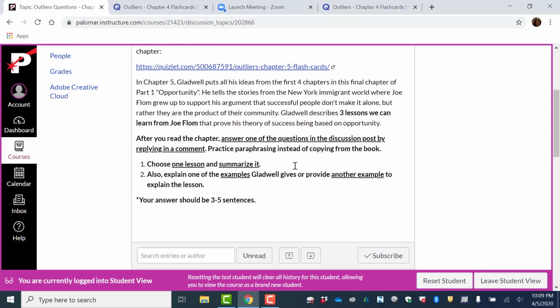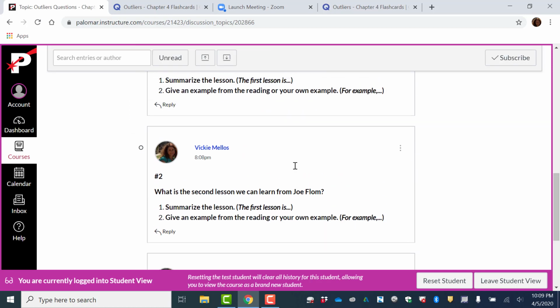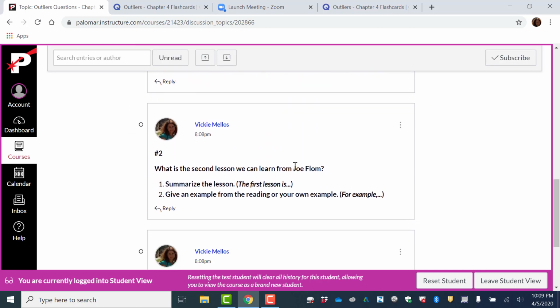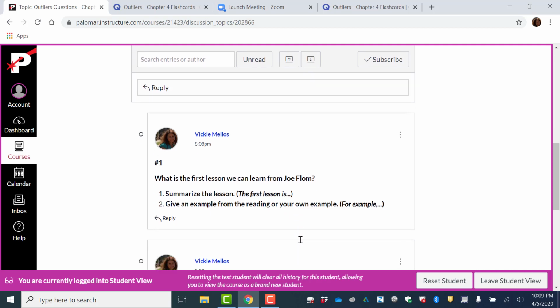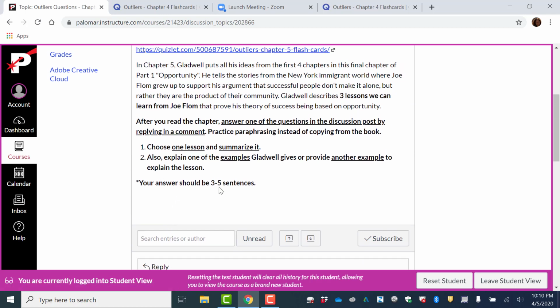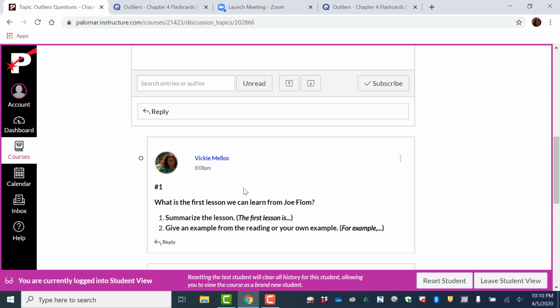So what are the 3 lessons? So you're going to choose one. Choose lesson 1, the second lesson, or the 3rd lesson, and you're going to summarize the lesson. What is it? And then give an example from the reading, or you can think of your own example from your own experience or from someone you know. So you pick one and you click reply. Okay, your answer should be 3 to 5 sentences. You don't have to answer all of them, you just pick one.